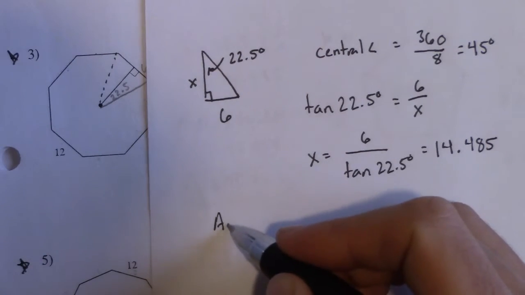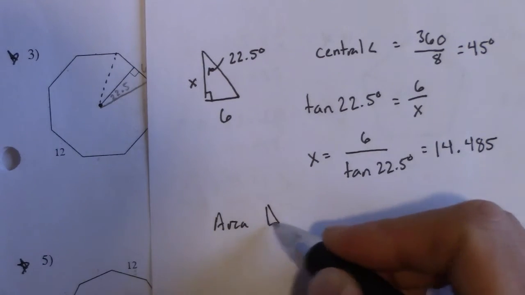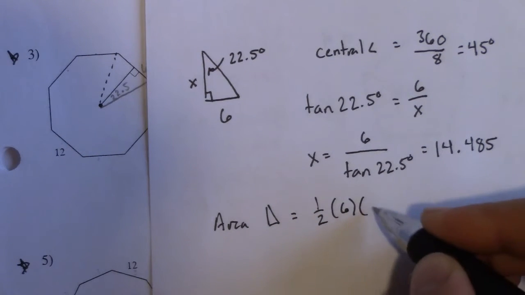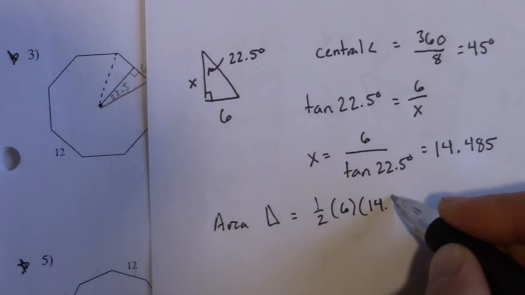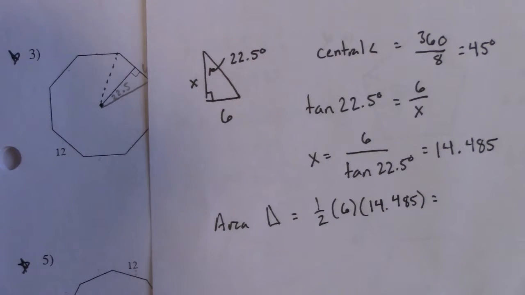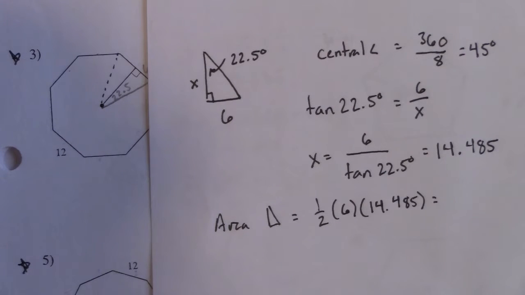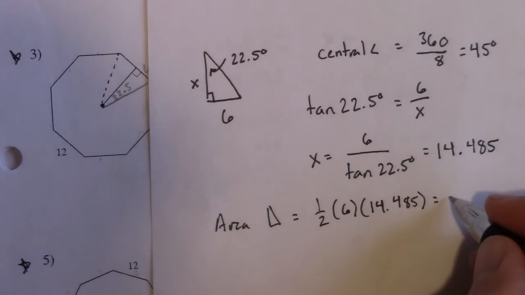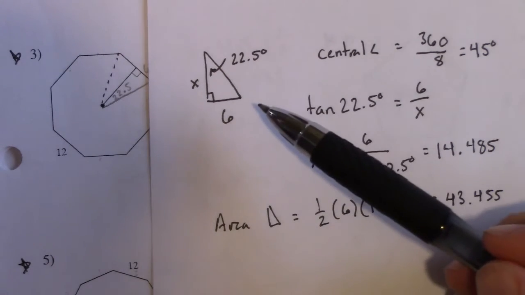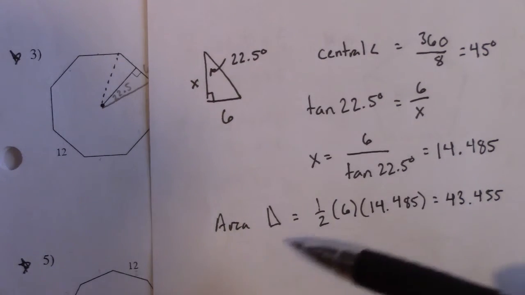So the area of my triangle is going to be 1/2 my base of 6, my height of 14.485, which is 14.485 times 6 divided by 2, which gives me 43.455. And like before, I asked myself how many of these right triangles fit in my whole figure.